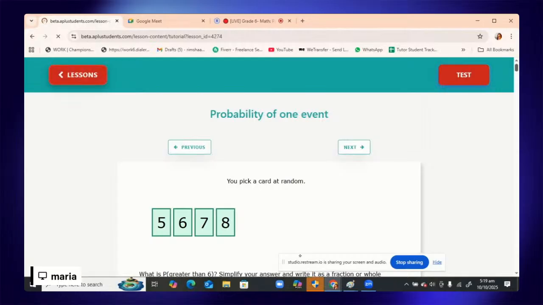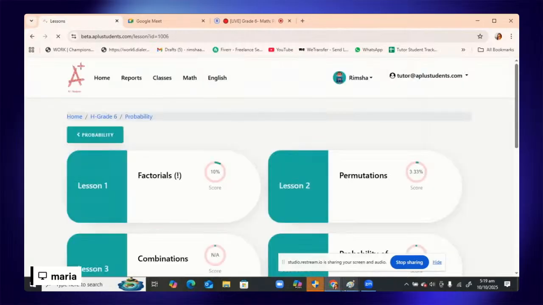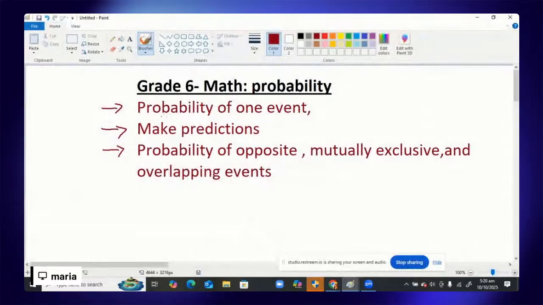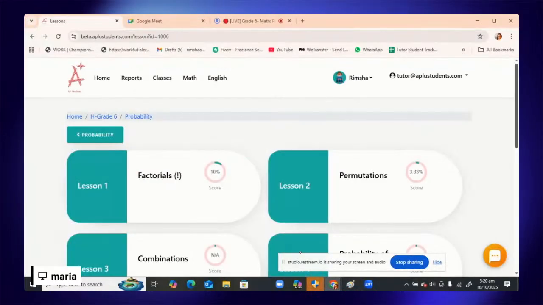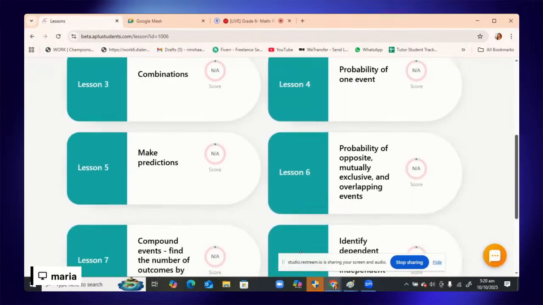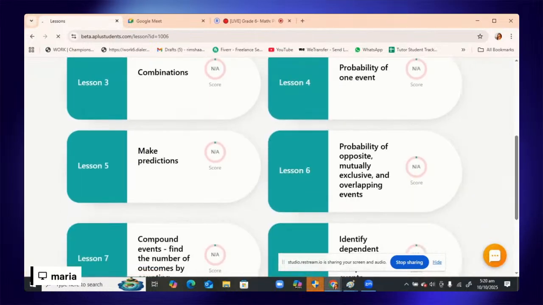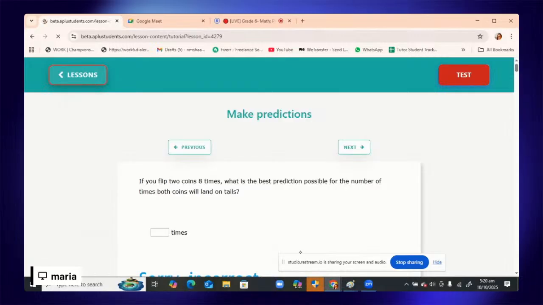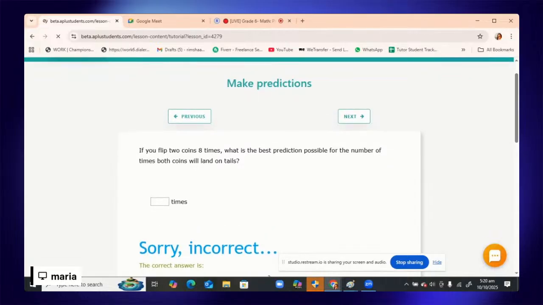Okay, so now let's start the next lesson. Now we covered the probability of one event. Let's start make predictions. Let's open it. Lesson 5, that is make predictions. So here is a question. First we read it. If you flip 2 coins 8 times, what is the best prediction possible of the number of times both coins will land on tails?